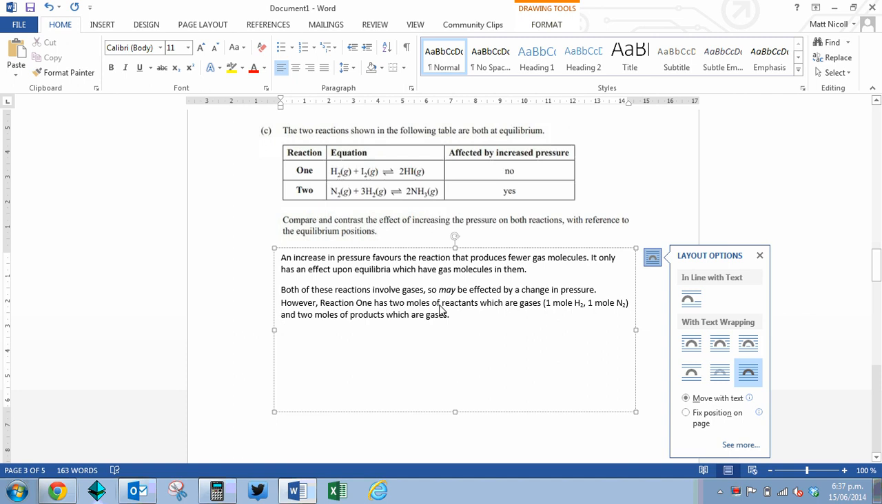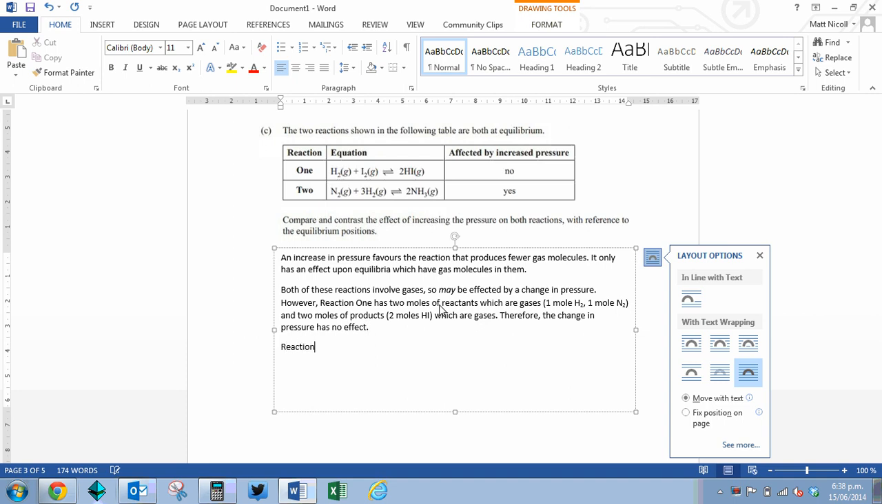And again with the products, might as well say what it is. So 2 moles of HI. Therefore, change in pressure has no effect.